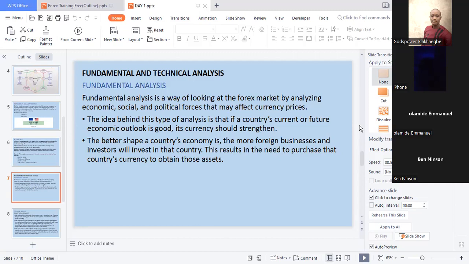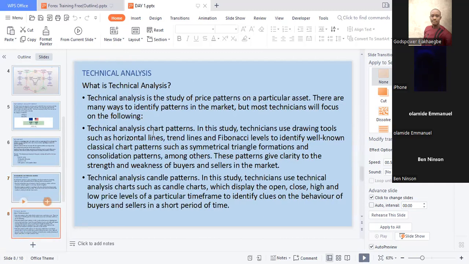That's why you need a mentor to teach you how to trade. Sentimental analysis. Oh, let me talk about technical. Technical analysis is when you use tools to predict the market.